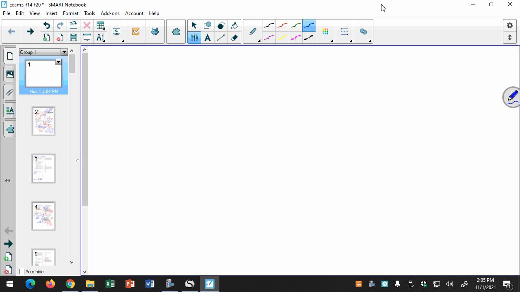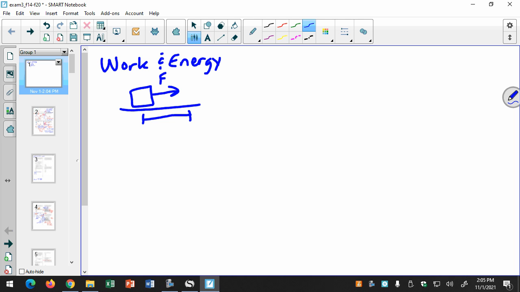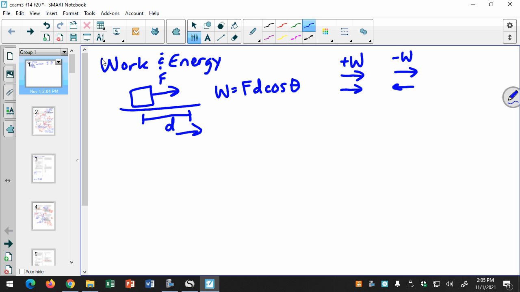So, big ideas. We have work and energy. The work done on an object, if I have an object, have a force that's applied over some displacement, with the displacement in that direction, that work is equal to F D cosine theta. Remember, if F and D are in the same direction, that works out to be a positive work. If F and D are in opposite direction, that works out to be negative work. And if F and D are perpendicular, that gives a zero work.